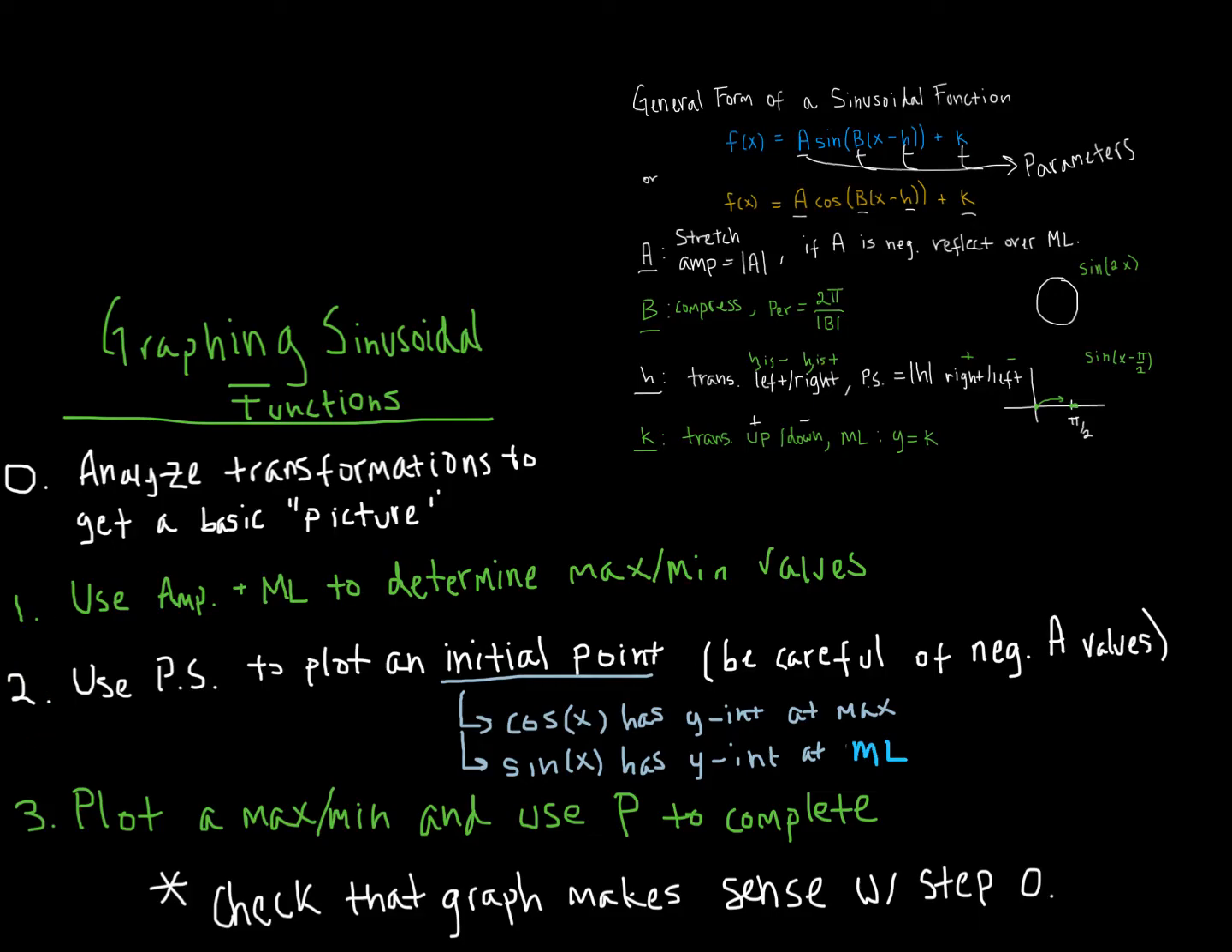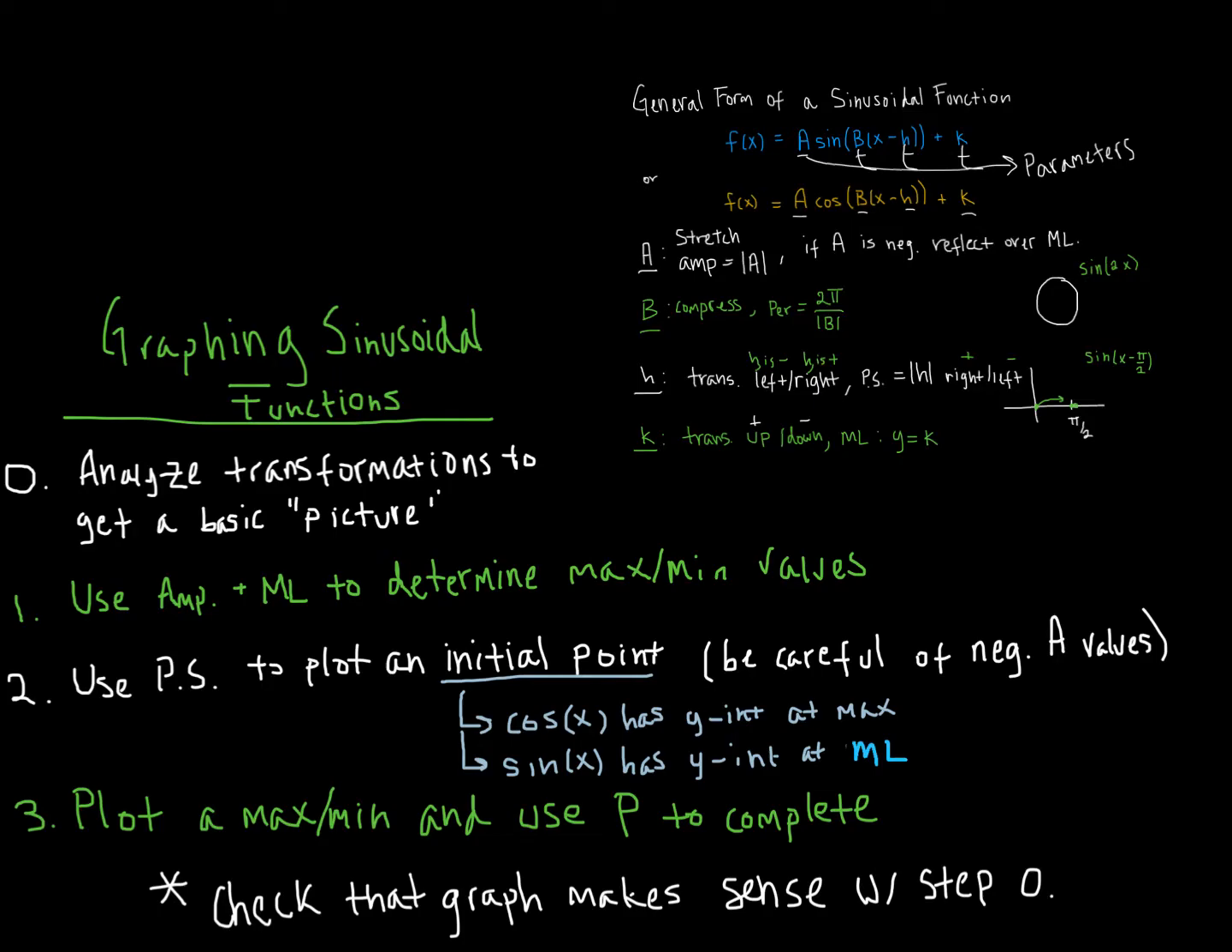Now in step two, we're going to use the phase shift, which is the left or right horizontal translation, to plot an initial point. And here's what I mean by that. Cosine of x, when it's the parent function, its y-intercept is at 1, which is its maximum value. Sine of x, the parent function without a phase shift, has a y-intercept at 0, which is the midline. And this is true in almost all cases, unless a is a negative value, in which case it'll be reflected, so that cosine has a y-intercept at a minimum. That's the only difference here.